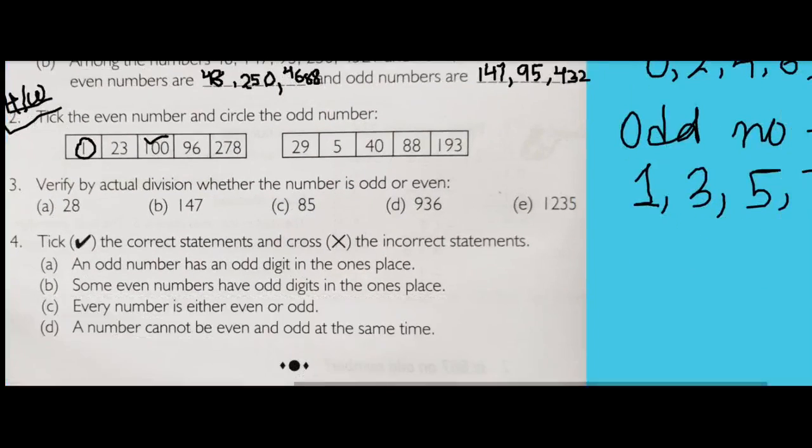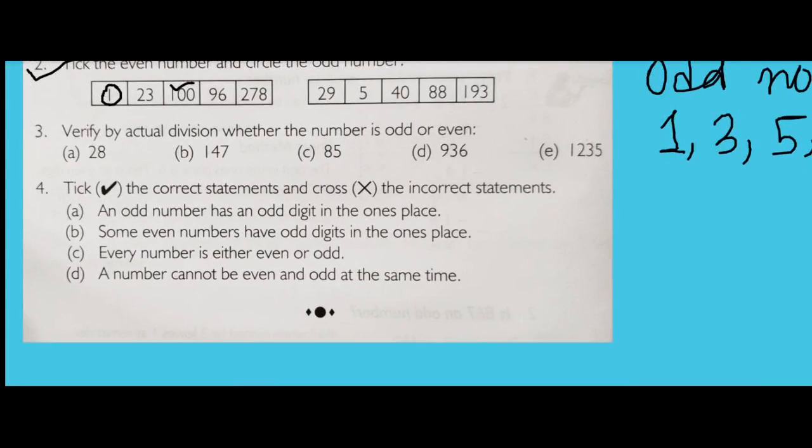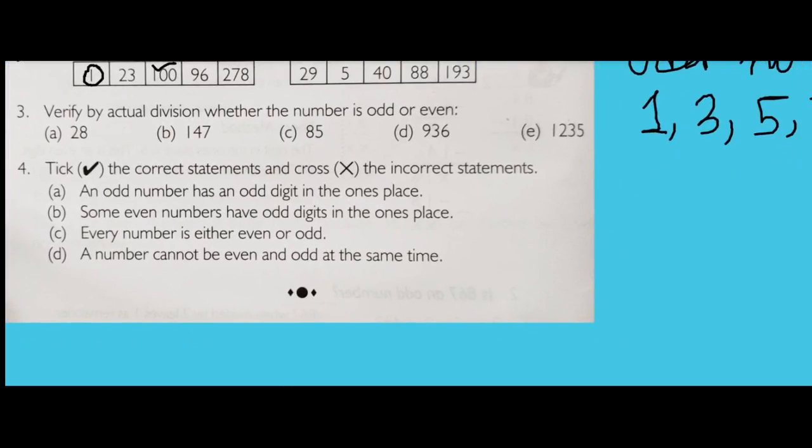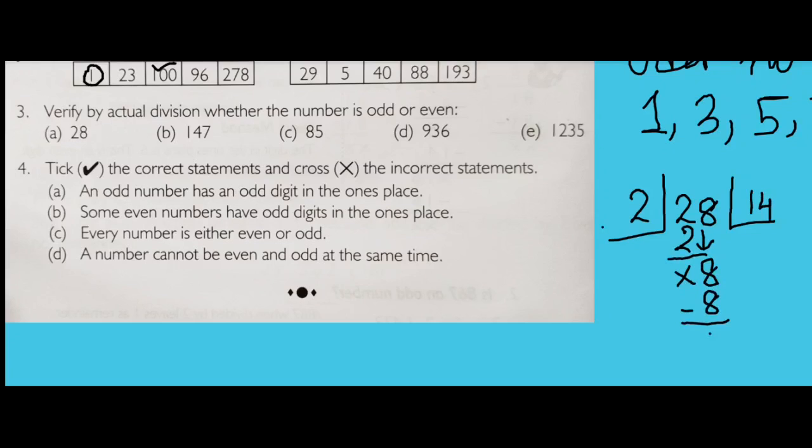Now verify by actual division whether the number is odd or even. I have already told you that an even number is directly divisible by 2. So let us try with 28. You can take a rough copy or your math step copy and start dividing 28. We know that 2 ones are 2, and 8, 2 fours are 8. So we got remainder 0. 8 minus 8 is 0. That means it is directly divisible by 2. So 28, yes, it is an even number. Beside 28, you can write even like this.